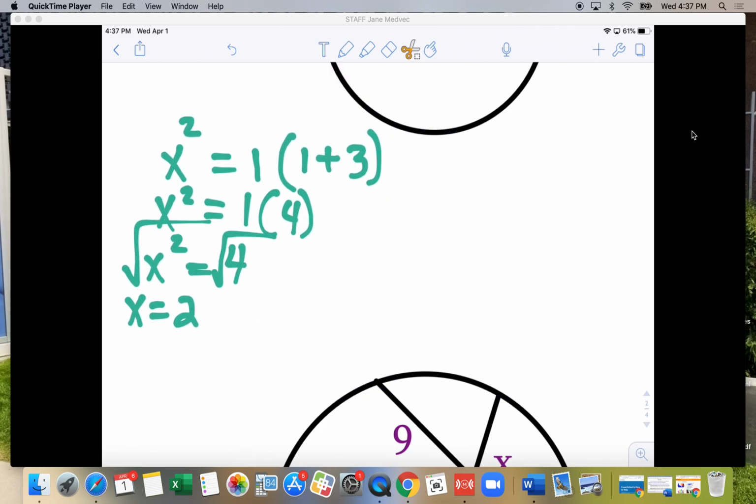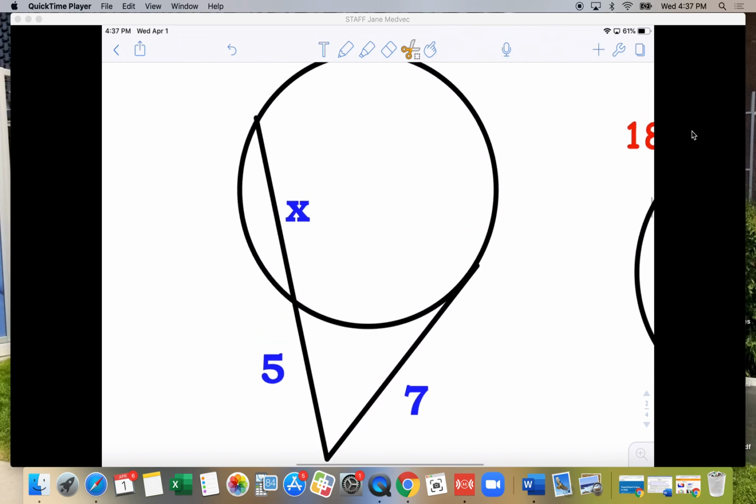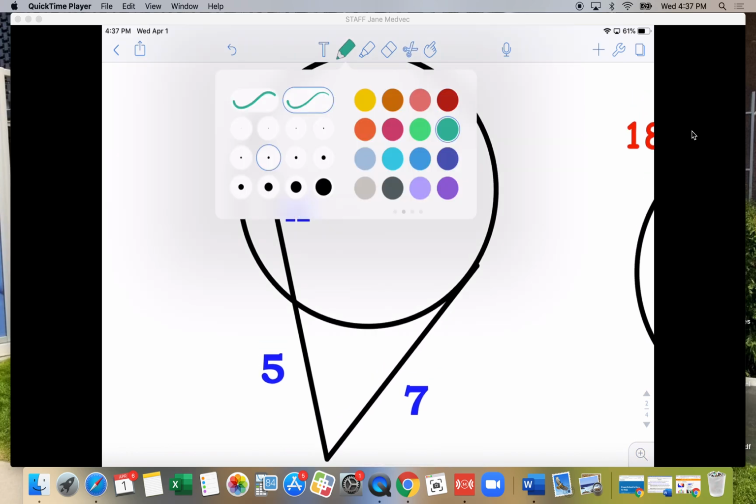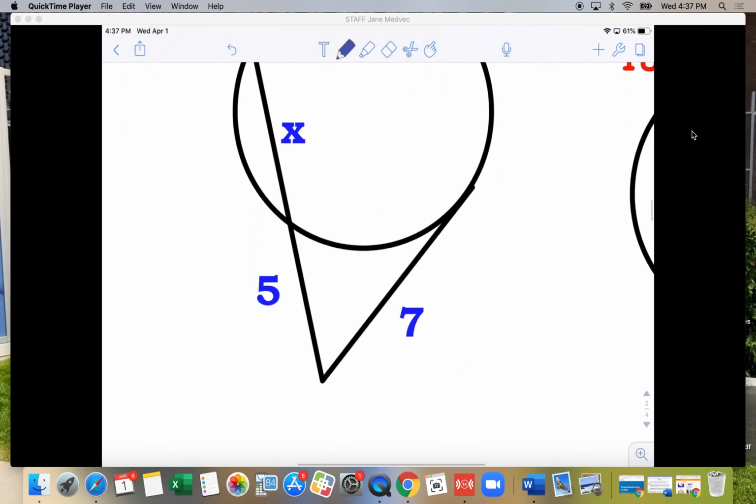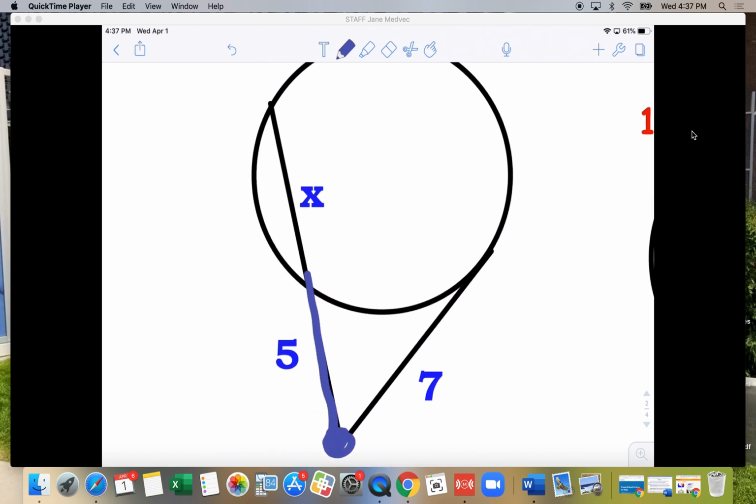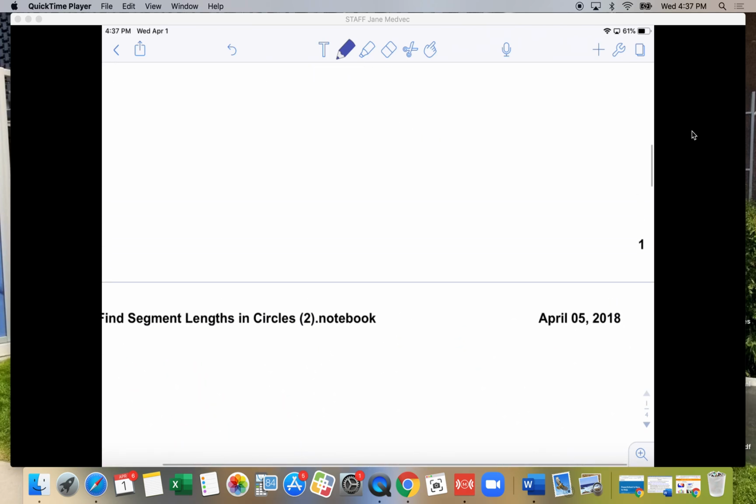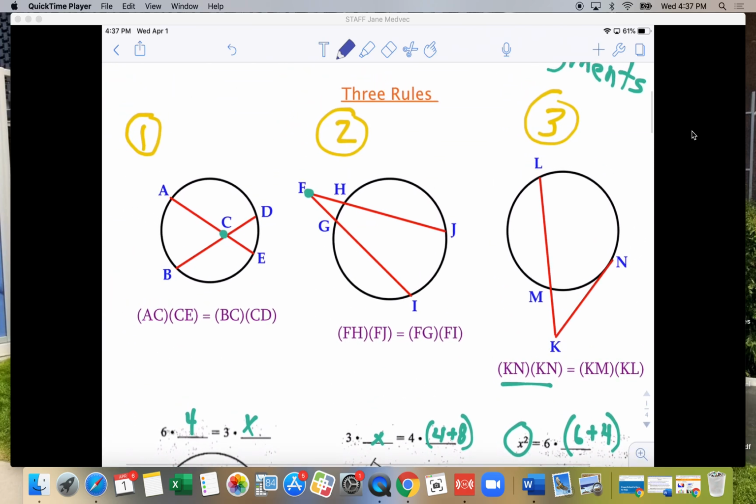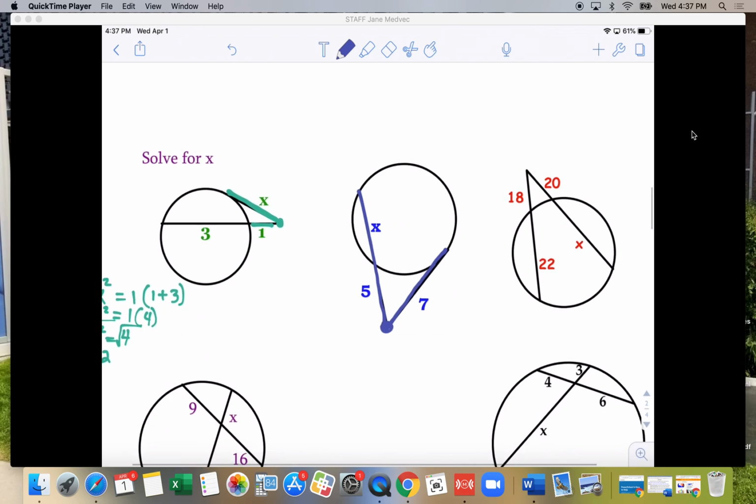All right, now I'm going to go on to the next picture. Okay, notice that the intersection is on the outside. Notice that one of the lines goes through the circle, so there's two parts, and this other line is tangent to it, and it's not cut in two parts. So would this be considered 1, 2, or 3? This one again is number 3, and so let's go back down and let's solve it.